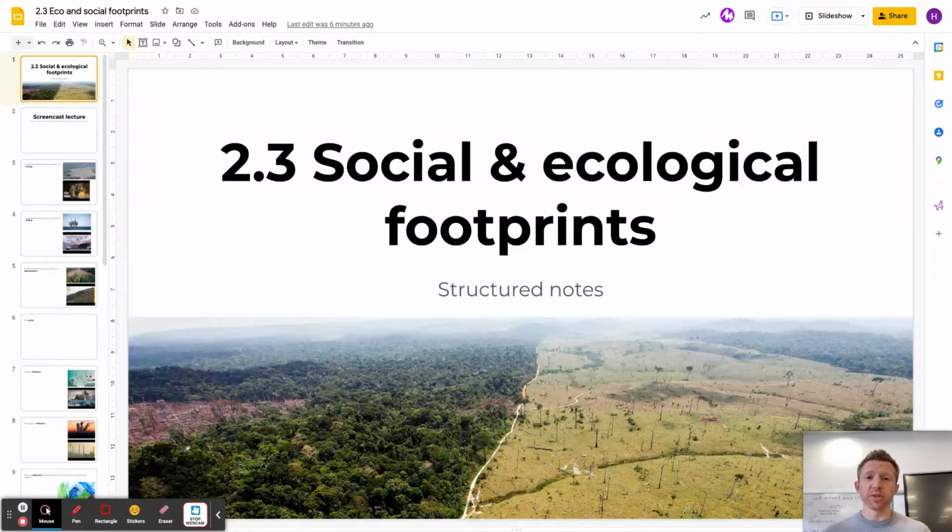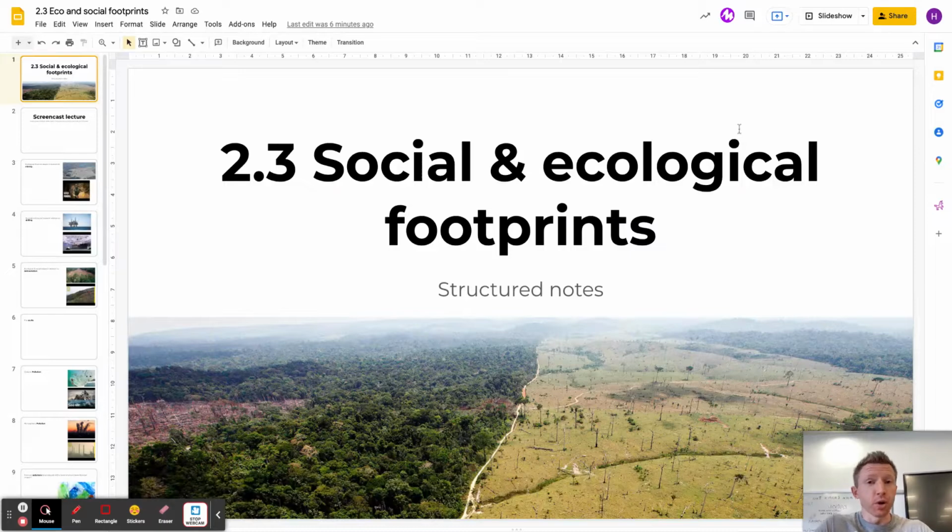Okay, guys, I'm going to talk to you today about social and ecological footprints. Now, this year, being 2022, this topic is going to come up in the exam, which means that they're going to be actually assessing it in quite a lot of detail. So we need to know a good amount about this.